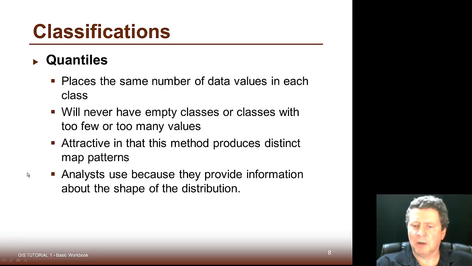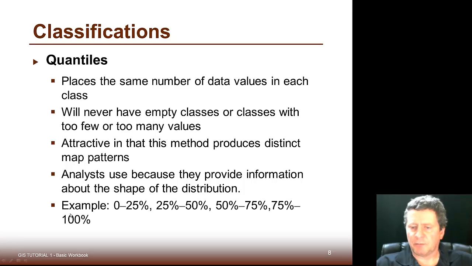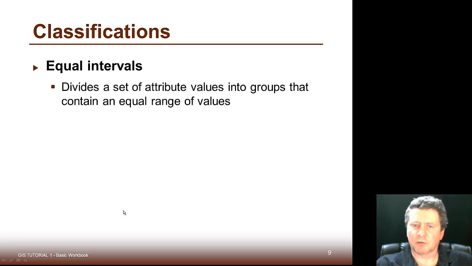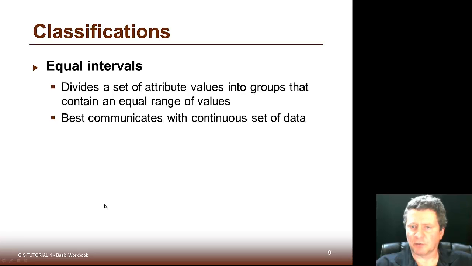So for example, if you're doing it based on percentages, these are all evenly broken down. Equal intervals takes the data and divides it into groups with a range that's equal in each one.